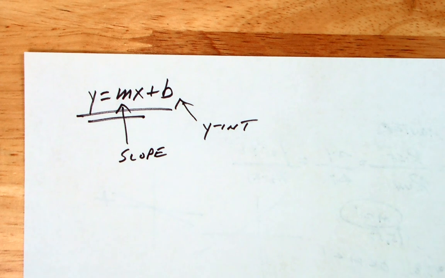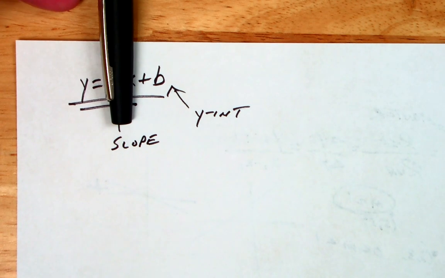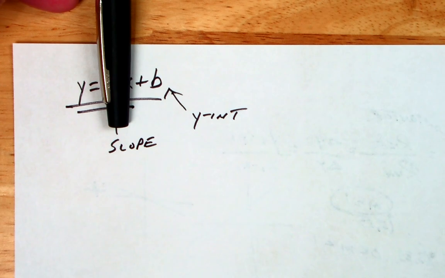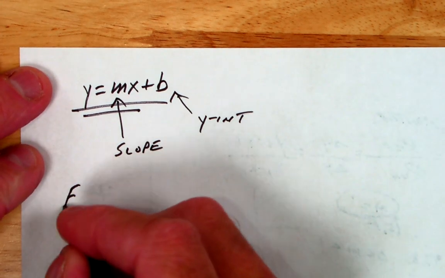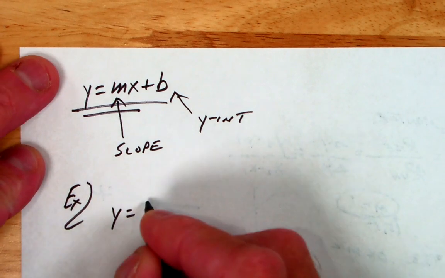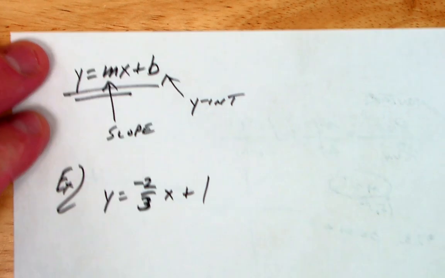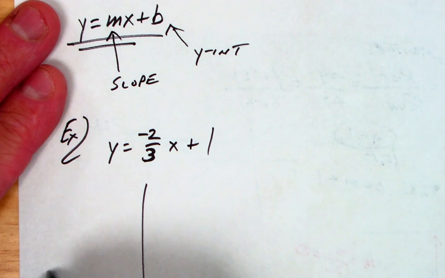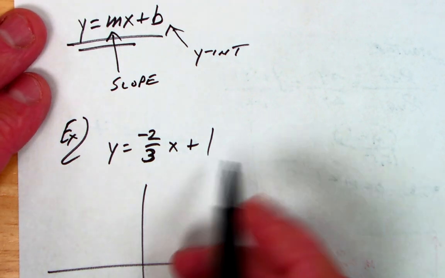You might think, why is that always my y-intercept? Because if I plug in 0 for x, that's the only thing left for y. So that's my y-intercept, using our old rules that we learned last week. Let's do a couple examples here. Y equals negative 2/3 x plus 1. You've done this before. So start at your y-intercept of 1.